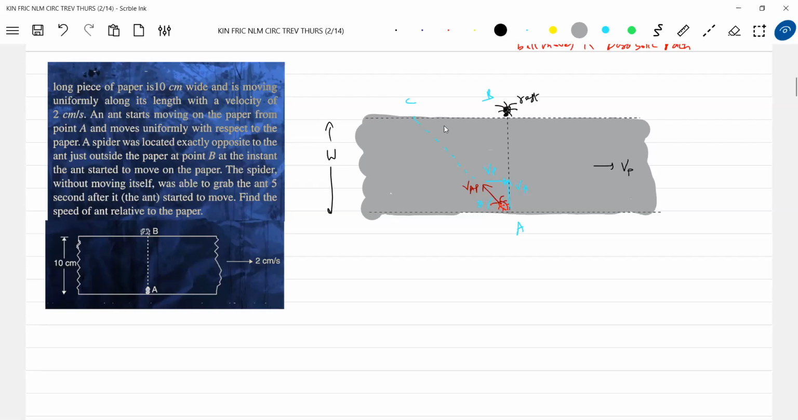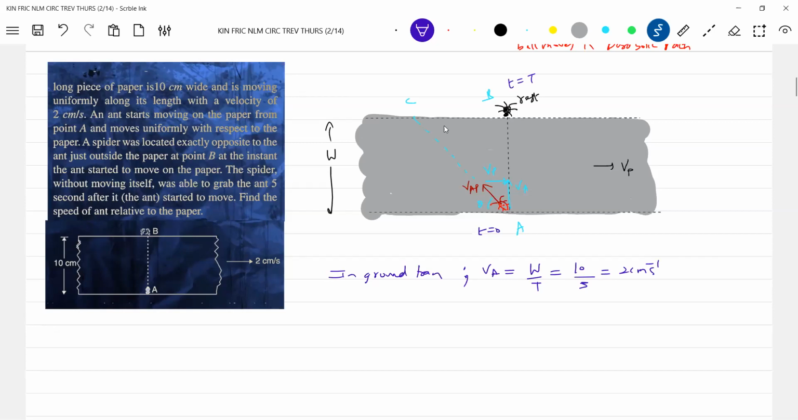Okay, what we have: the spider, without moving itself, was able to grab the ant 5 seconds after it started. So we know it will start from here. Problem is very simple. It will finally end up here. So what is the time taken by the ant to move from A to B in the ground frame? In the ground frame, velocity of ant should be equal to W by T. So W is how much? 10, and T is 5. So 2 centimeters per second.